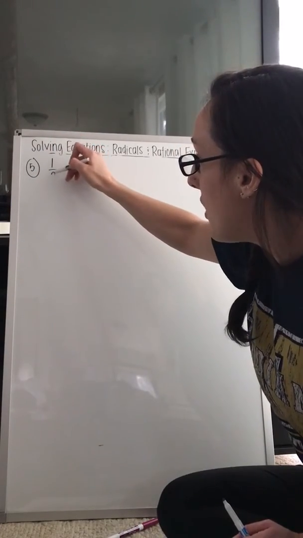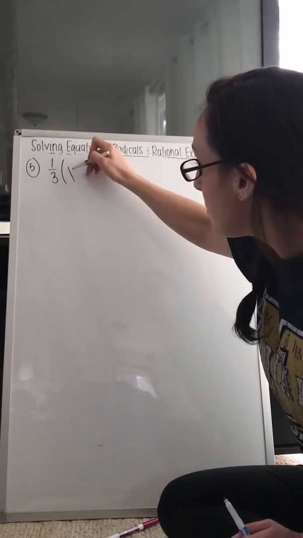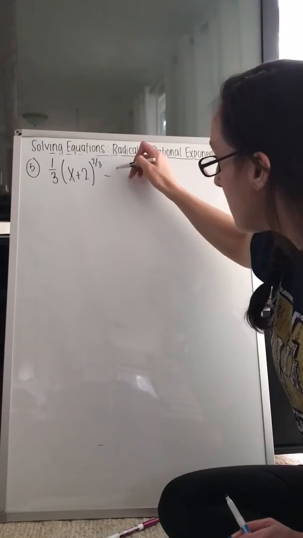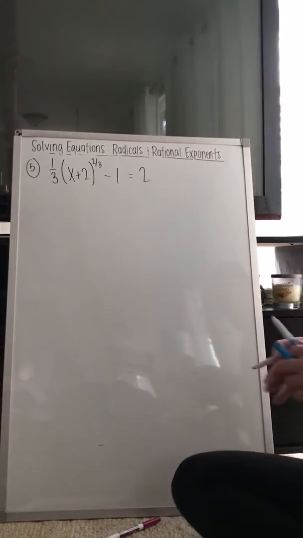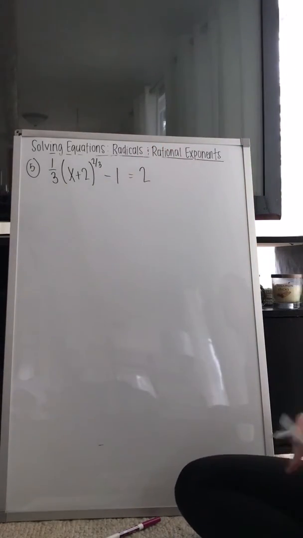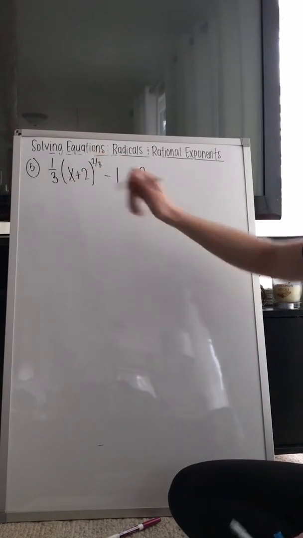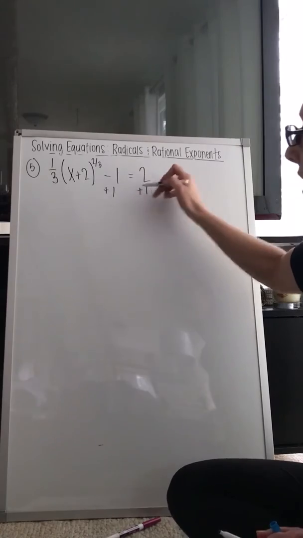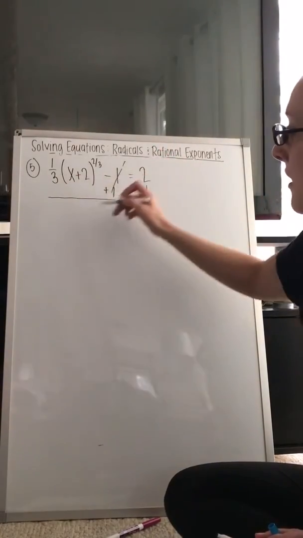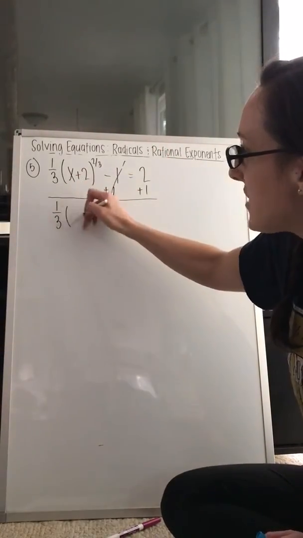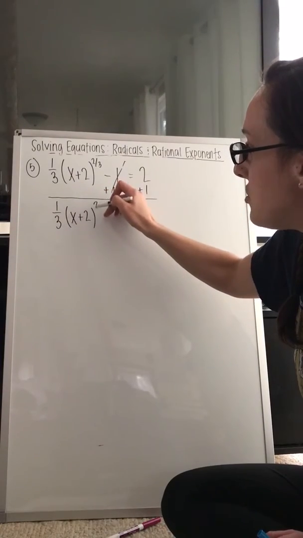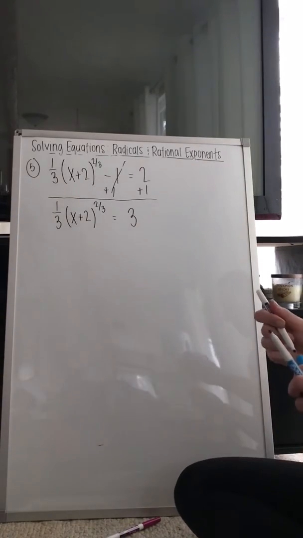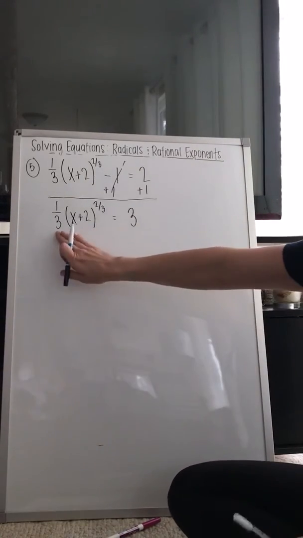So I will do 1/3 times (x plus 2) raised to the 2/3 power minus 1 is equal to 2. All right, so we've got some stuff again going on around that term with the fractional exponent. I'm going to get rid of that stuff first. So first thing I will do is add 1 to both sides. That will leave me with 1/3 times (x plus 2) raised to the 2/3 power, and that is going to be equal to 3. So at this point, I need to undo this fraction over here.